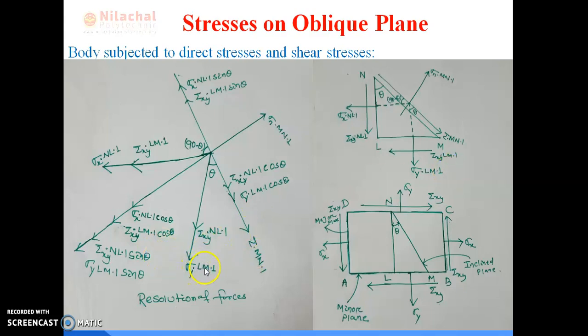Similarly, the forces sigma y LM into 1 and tau xy LM into 1 are resolved along the x direction, or tangential direction. This is tau xy LM into 1 cos theta and sigma y LM into 1 cos theta. Resolved along the normal direction, it is tau xy LM into 1 sin theta and sigma y LM into 1 sin theta.